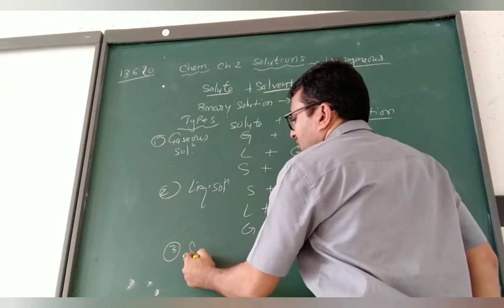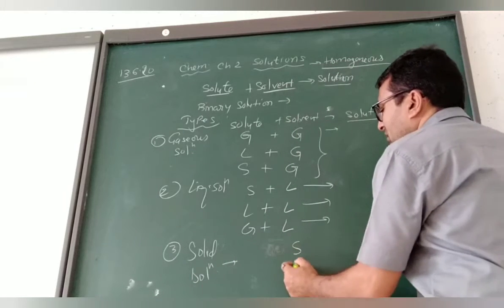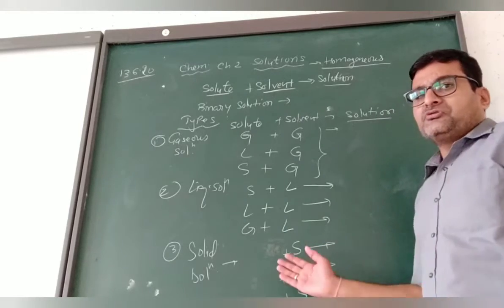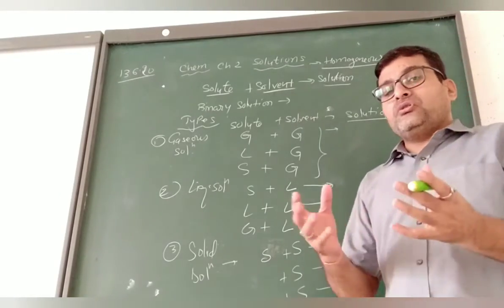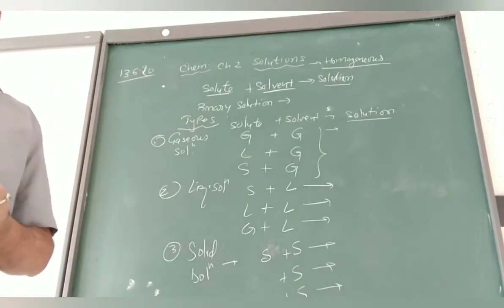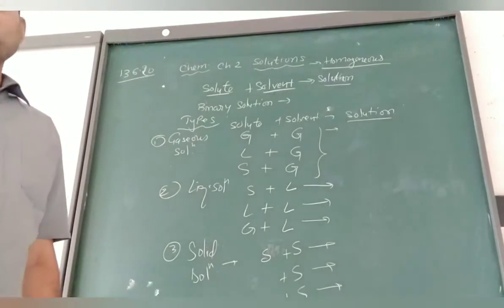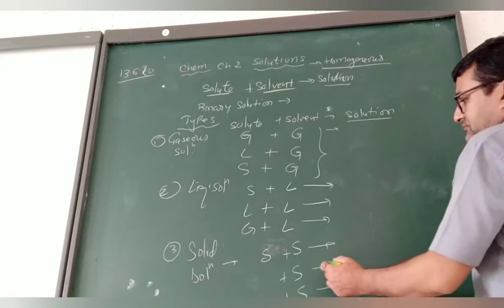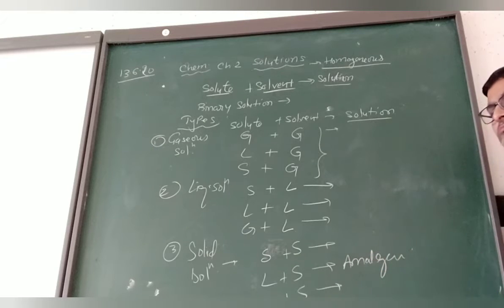The third type is the solid solutions. In solid solutions, the solvent is solid itself. Suppose solid in solid. You know that alloys are made. Here two solids are mixed together, like copper dissolved in gold. Or liquid in solid: you can say amalgam, one of the alloys of mercury.